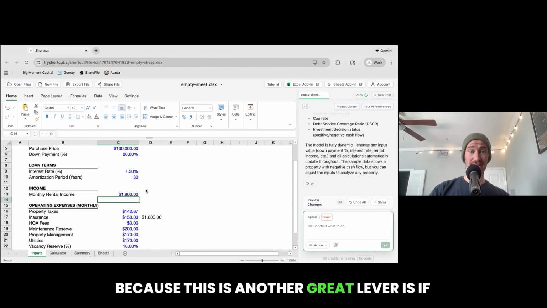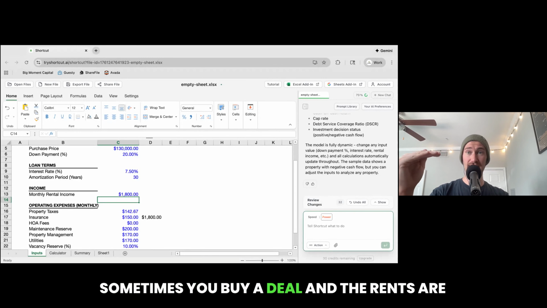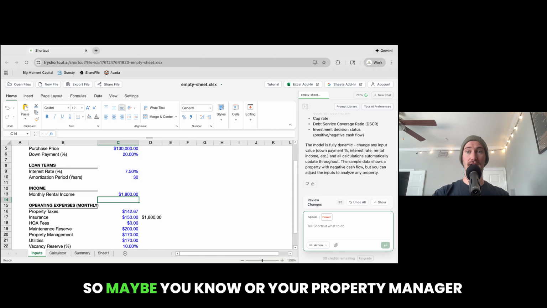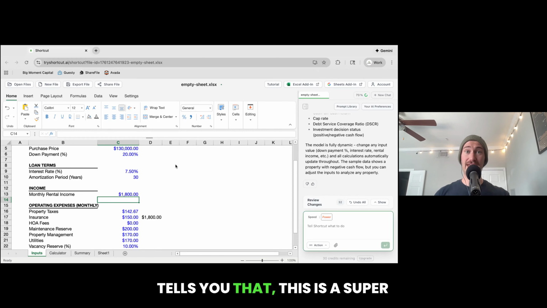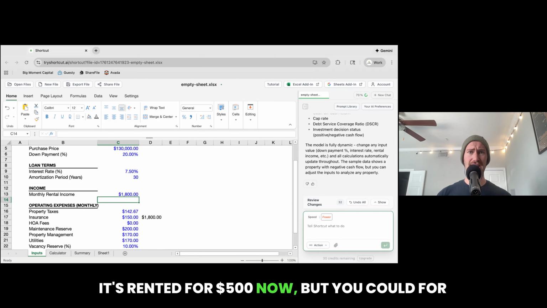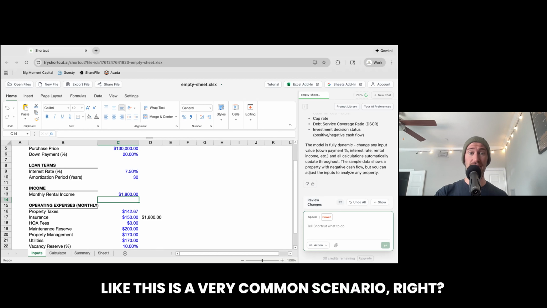Because this is another great lever: if you can get more in rental income. Sometimes you buy a deal and the rents are what's called below market. Maybe your property manager tells you, hey, this is a super appreciating area. People are really stoked to live here. It's rented for $500 now, but we could for sure get $650 out of all of them. This is a very common scenario, right?